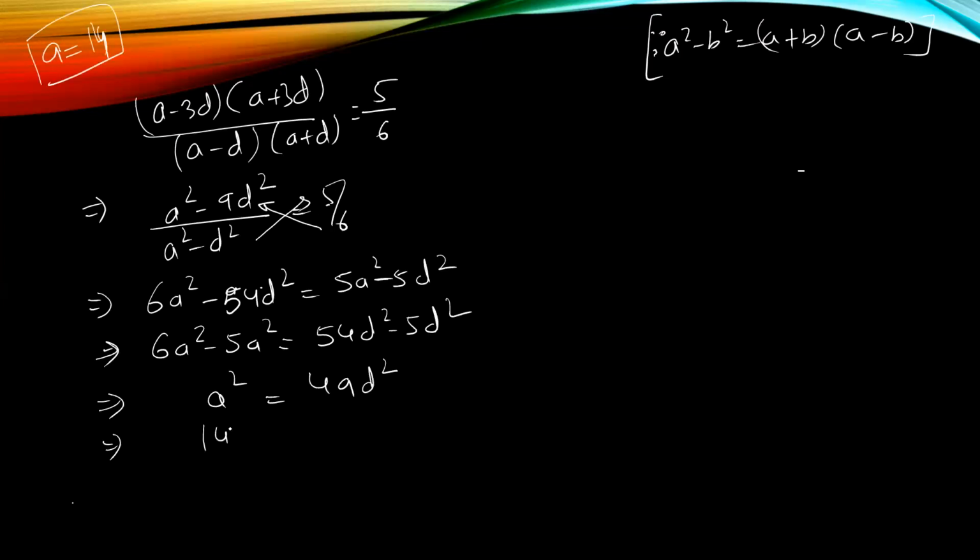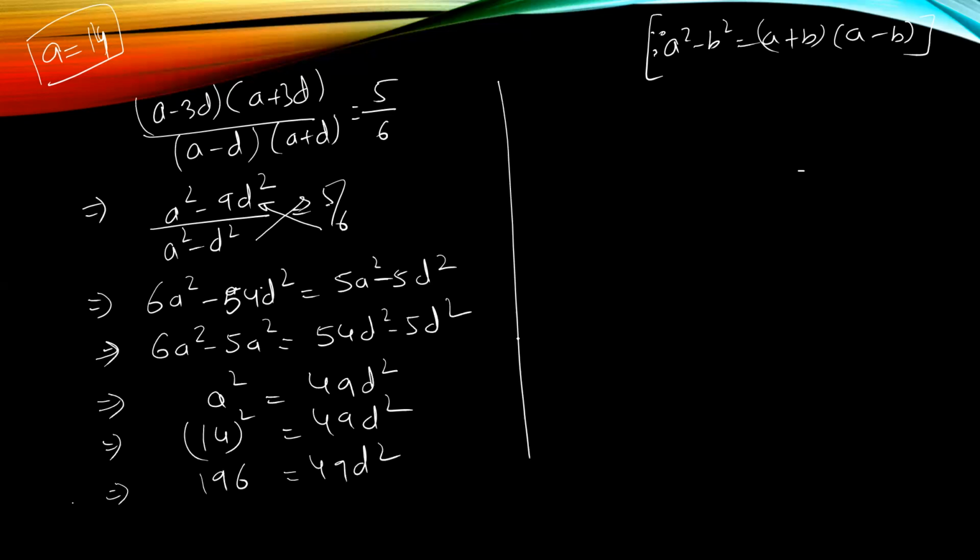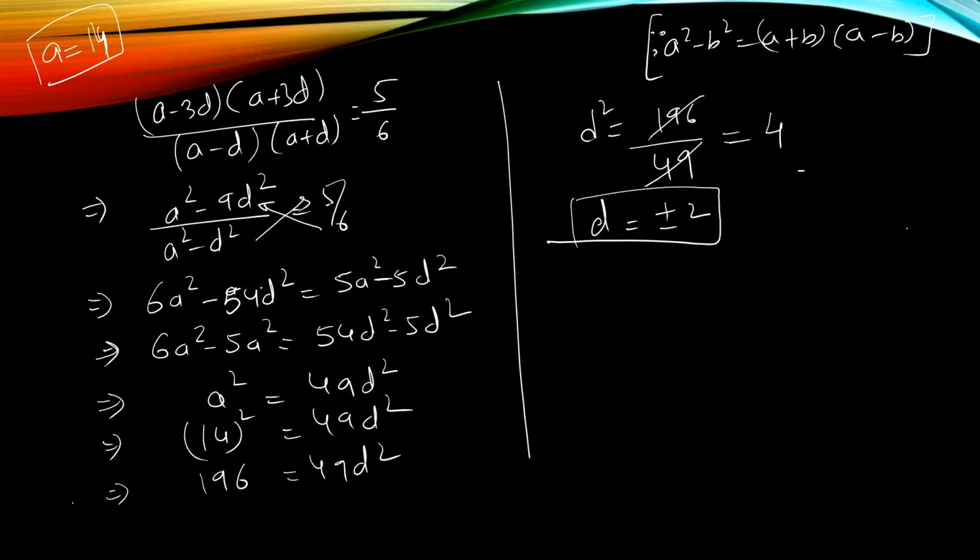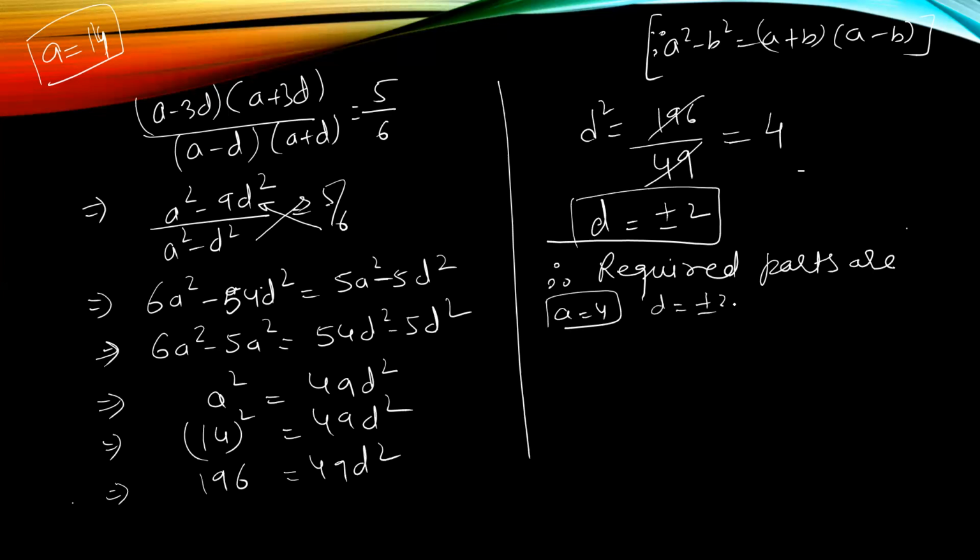So putting 14 in place of a, we'll get 196 is equal to 49d square, which will give you d square equals 196 upon 49, which can further be written as, when you cancel, 4. So your d will be equal to plus minus 2. Right? So therefore the required parts are a equal to 14, d equals plus minus 2.